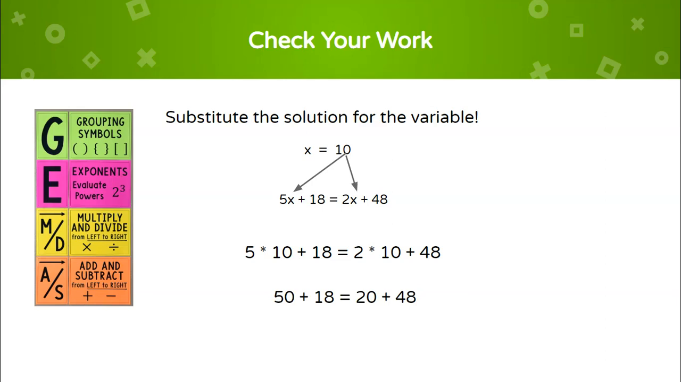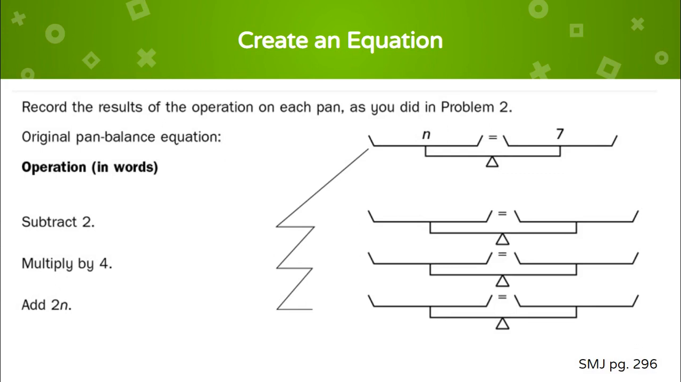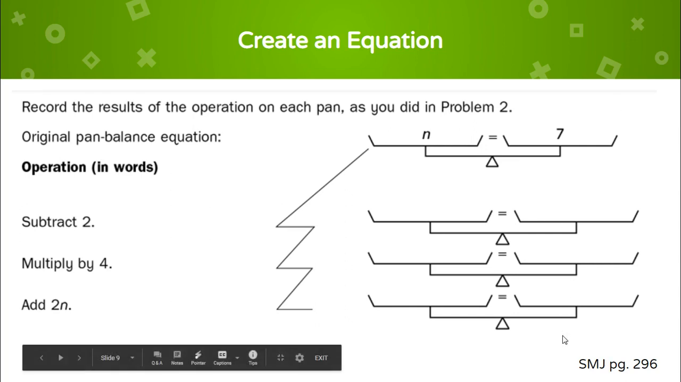So 5 times 10 equals 50. So 50 plus 18 on the left. 2 times 10 is 20, so 20 plus 48 on the right. And if we add both sides, we see that 68 equals 68, and we know that we are correct. Let's take a look at the next problem. We're going to create another equation. They've given you the steps. If you think you can fill in our pan balances with each step, take a minute, pause the video, fill them in, then turn the video back on to check.